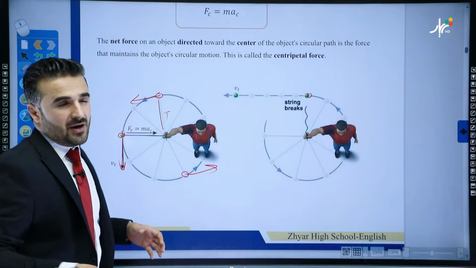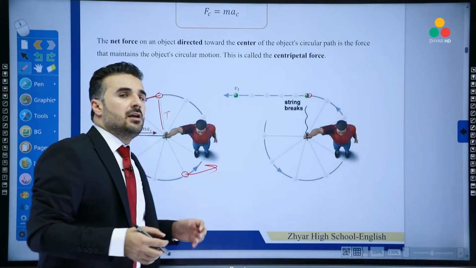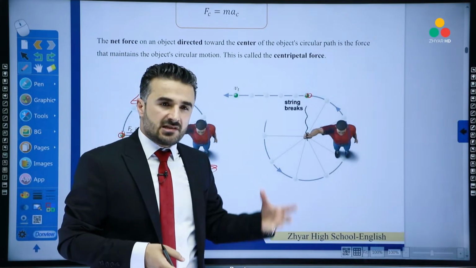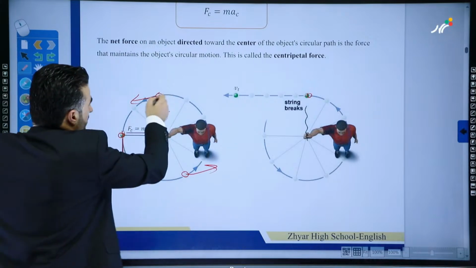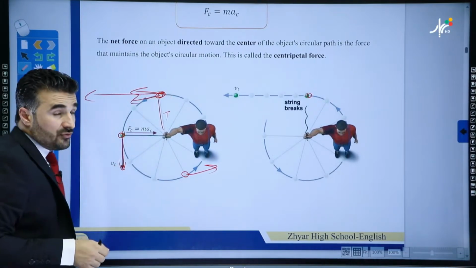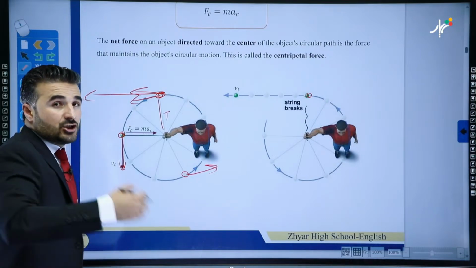Why is that so? That is because of something called inertia. You've studied that. Inertia basically tries to resist the change in motion. Because this object is moving, so here's the direction, inertia tries to keep it moving in a straight line, because it is the tendency to resist the change in motion.